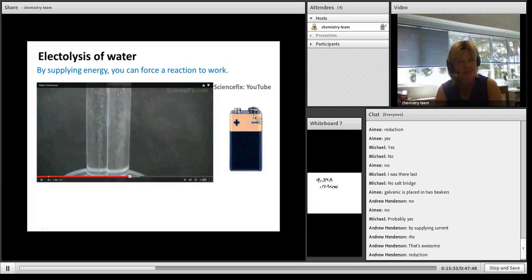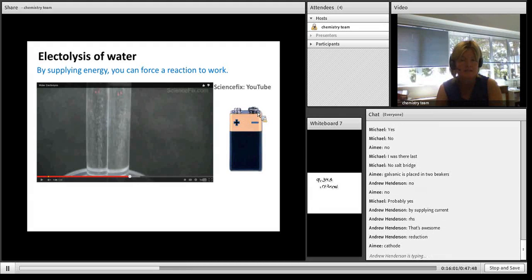So if it's on the right-hand side, if reduction is happening, I'm trying to not give you the right answer, so I've given you a different answer. What electrode is on the right-hand side? We know it's the negative one, and we know reduction is happening. So is this the cathode or the anode? It's the cathode, because reduction happens at the cathode, correct, and the cathode is negative.